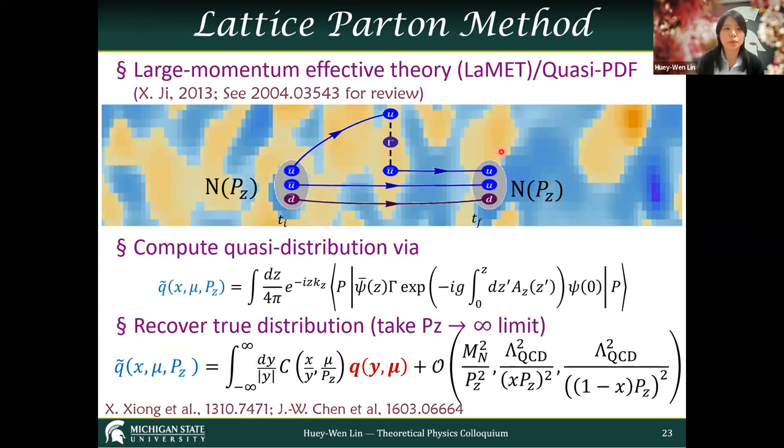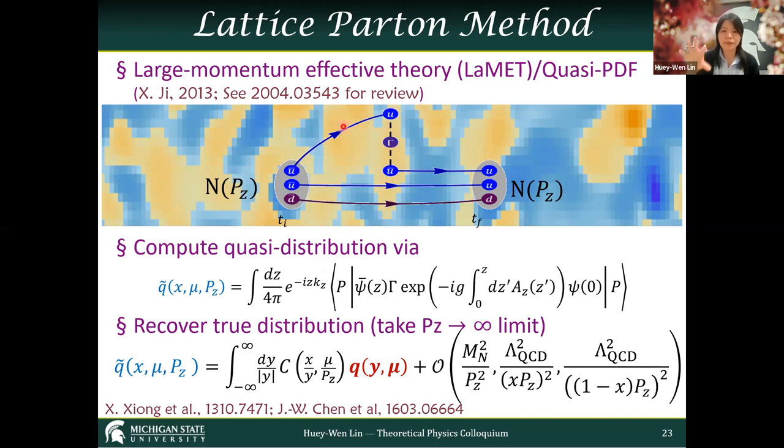So Xiangdong proposed in 2013 the large momentum effective theory, and some people also call it quasi-PDF. Now we are calculating a boosted nucleon in the initial and final state, and we have the same usual propagators. Instead of putting a local operator like before, now we have an equal-time but non-local operator to intercept some of these quark lines before it dies. And so now we will be studying the matrix elements not just at rest. We will have matrix elements depending on the momentum, as well as the distance of this non-local operator we put in.